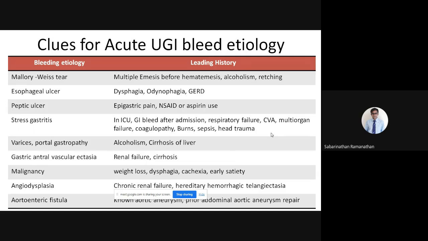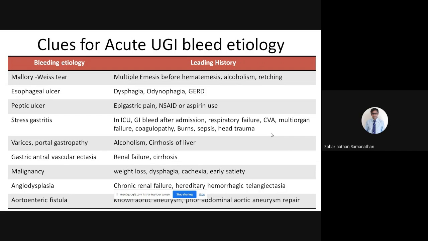Clues for upper GI bleed based on the history: patients with multiple emesis before hematemesis, or with a history of alcoholism and retching, indicate the condition called Mallory-Weiss tear. Dysphagia, odynophagia, and reflux symptoms indicate esophagitis or esophageal ulcer. Epigastric pain, NSAID intake, and aspirin use point towards peptic ulcer. Hospitalized patients with burns, sepsis and so on indicate stress gastritis. A history of alcoholism and cirrhotic liver suggests variceal hemorrhage or portal hypertensive gastropathy.